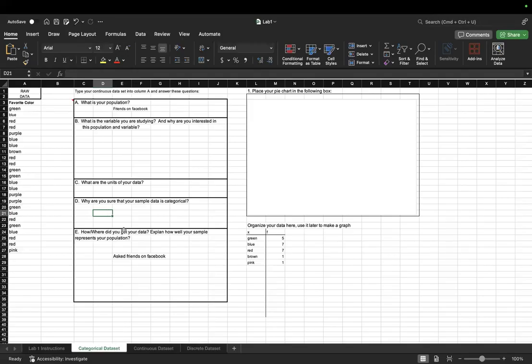Where did you get your data? I don't care about the second one, where they ask you to explain how well your sample represents your population, especially since explain is spelled wrong. Just type in here how you got your data. If you asked friends, write you asked friends.